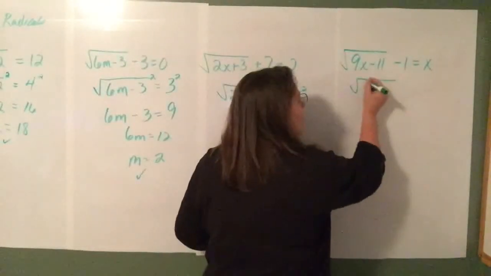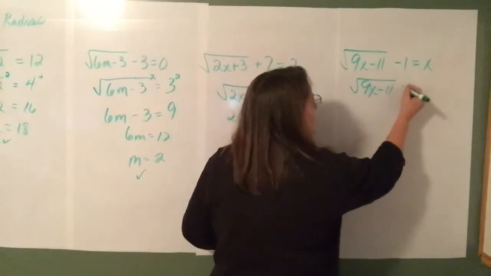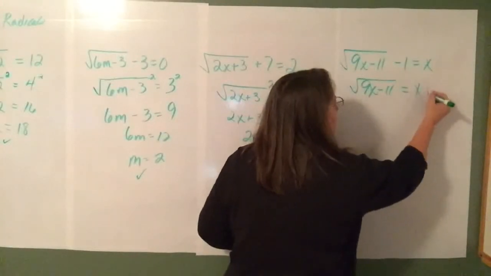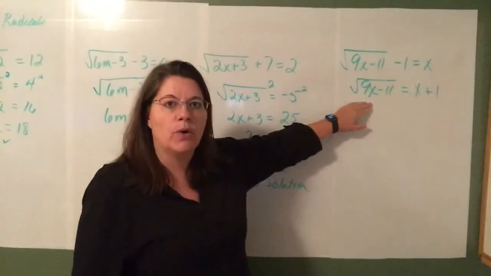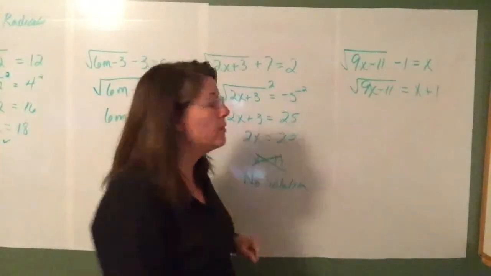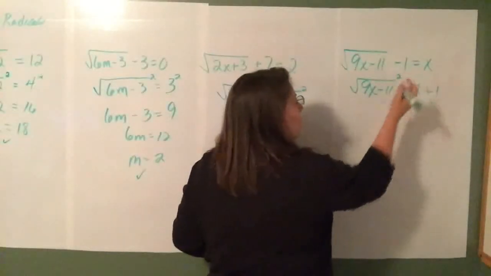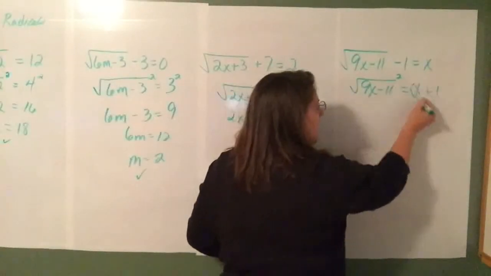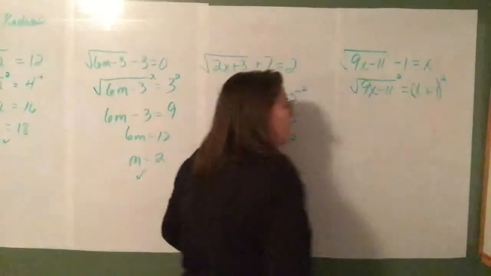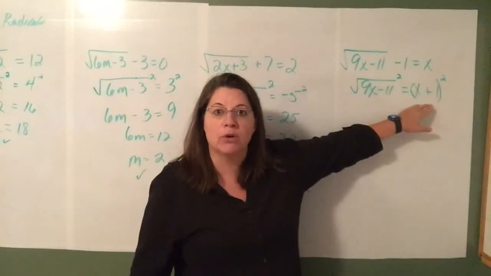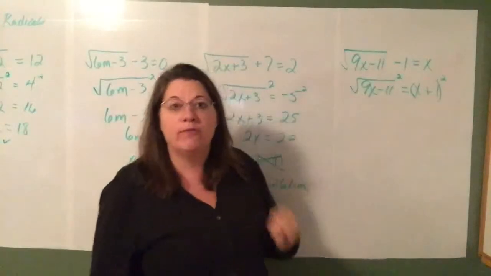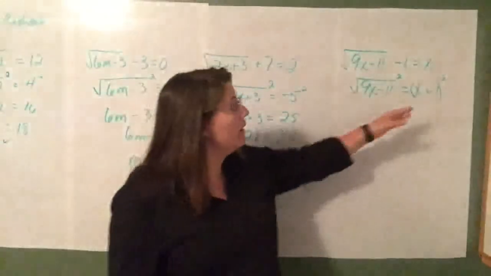So I've got the square root of 9x minus 11 equals x plus 1. And then if I want to get rid of the radical on the left, I do still have to square both sides. But when I square the right-hand side, look at what I end up with. I end up with something that I'm going to have to FOIL. I have a binomial squared. Now, we've learned how to square a binomial.